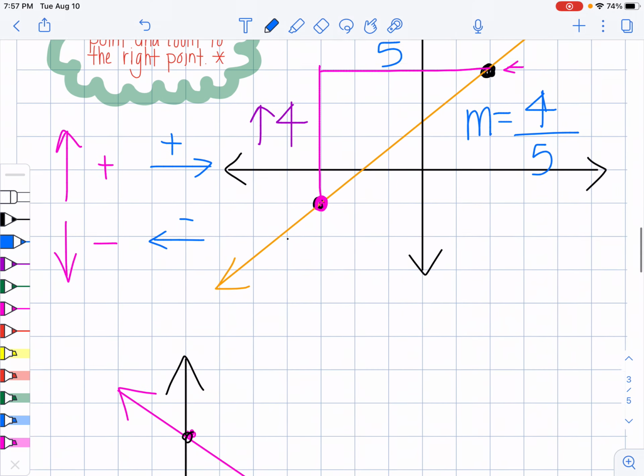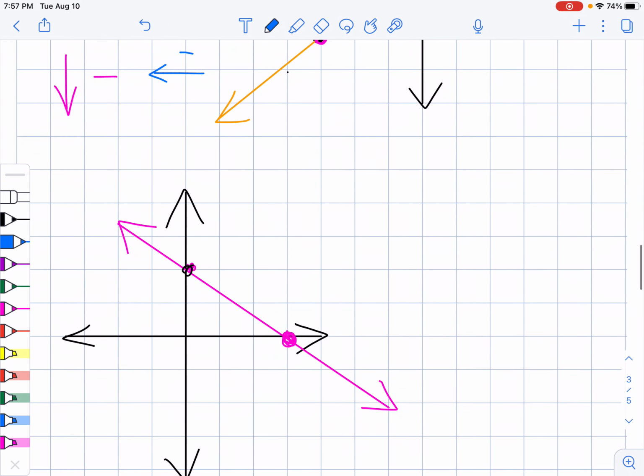Okay, let's try another one. So we're going to start on our left. Our left point is here. Remember, we are either going to move up or down first. In order for me to get to this point on the right, I have to move down, then to the right. So how much am I moving? I'm moving 2 down, and I'm moving 1, 2, 3 right.